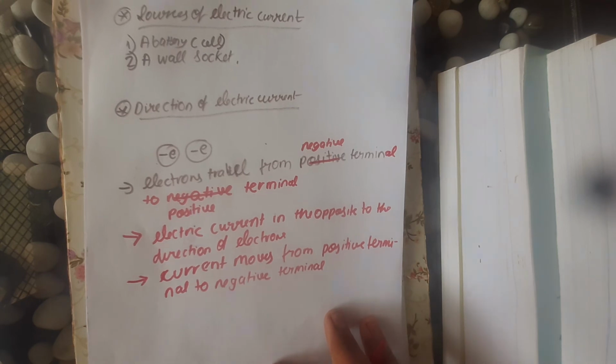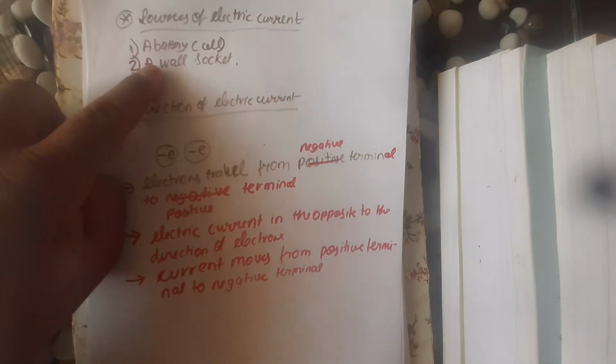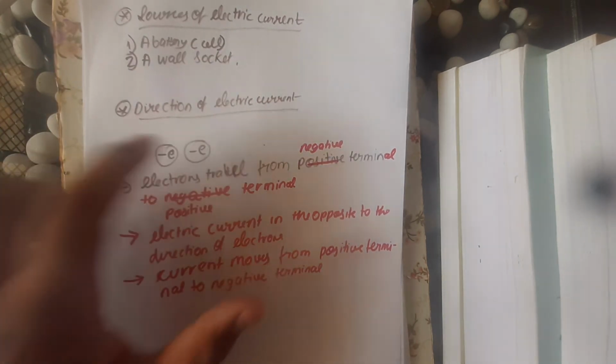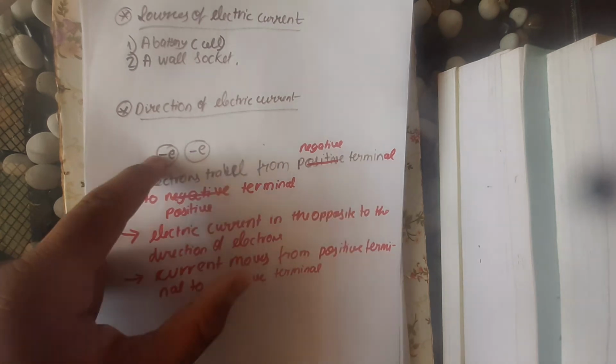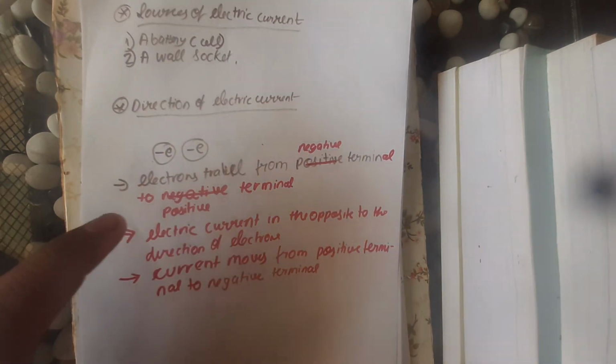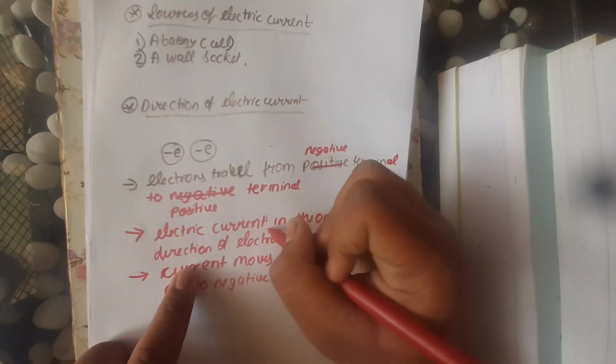Okay. So we have come to the end of the session, wherein we have learned what electric current is, which is the flow of charge, and its direction. Then what are the sources of electric current, that is, from where we can get free electrons. It is a battery or a wall socket. Then we discussed the direction of electric current: the electrons flow from negative terminal to positive terminal, and electric current flows in the opposite direction of the electrons.